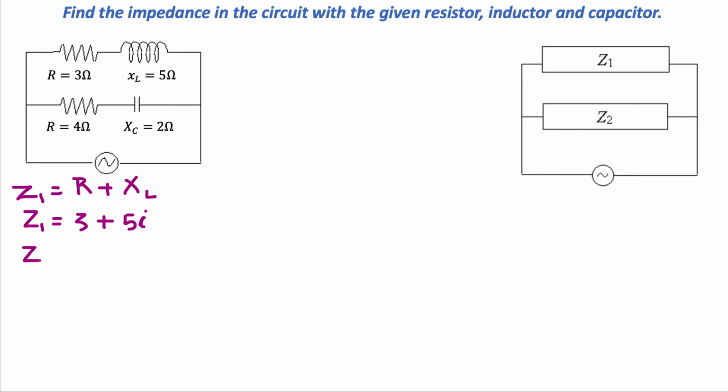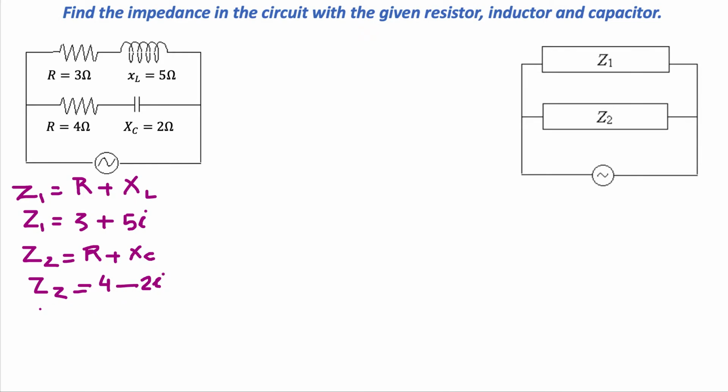And now Z2 in the second branch. The resistor and capacitor are in series, so we can write R plus XC. So we write it with the denotation, and Z2 is equal, now the resistor is 4. As I said, I'm not writing the units, but instead of the plus here, whatever sign it is, I'm going to take the opposite, and it's minus 2i. So I'm writing in terms of complex numbers.